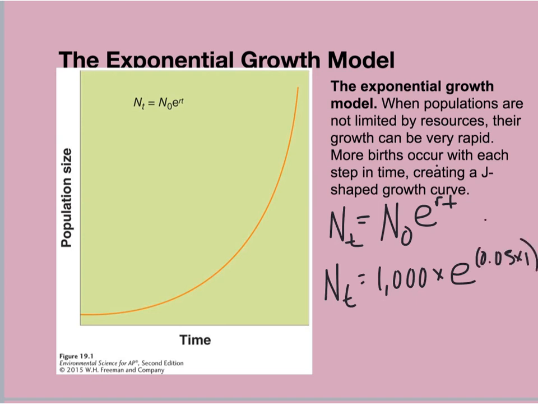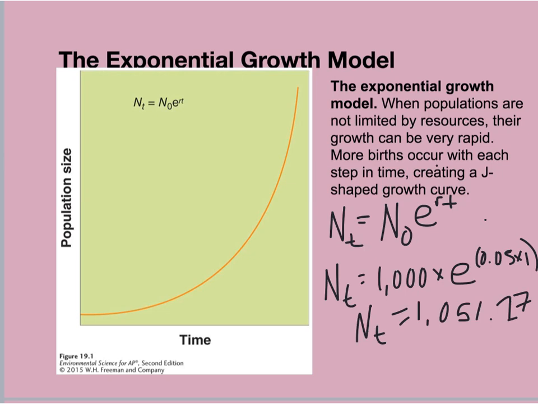So e to the 0.05, because that's 5%, times 1 year, gives me NT. When I put that in my calculator, I get $1,051 and some sort of cents, like 0.27, I think.